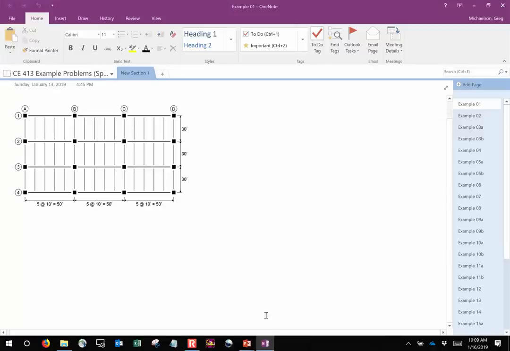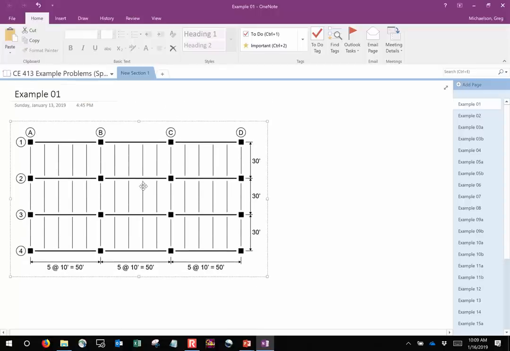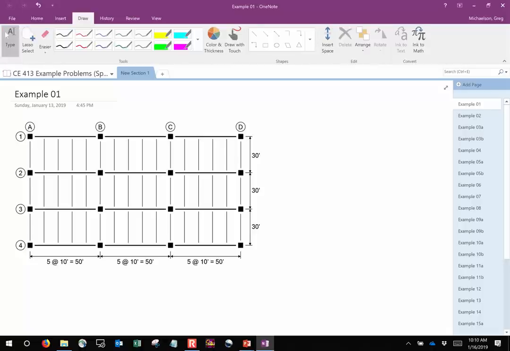Okay, so here I've got my notebook pulled up, and I went ahead and put in an example of the floor plan just so everybody could see what we're talking about. Let me blow this up a little bit. There we go. Let's start off and draw out some tributary areas. Remind me, we had girder C2, D2, column B2, and then just a regular old interior floor beam. Let's take care of the interior floor beam first. Let's just take it in order.